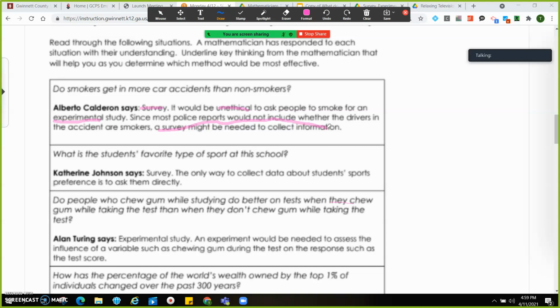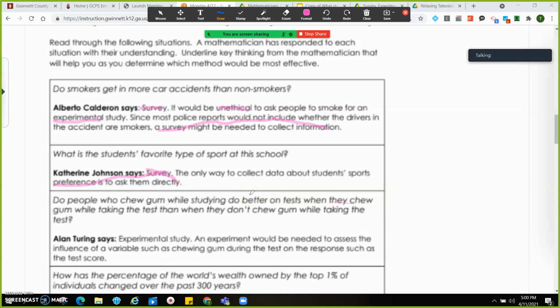All right. What is the student's favorite type of sport at this school? Okay, Catherine says survey, right? Really couldn't set up an experiment. You would force people to play all of the sports, and you probably couldn't do that. And then you really wouldn't want to observe, right? So the only way is to ask them directly, right?